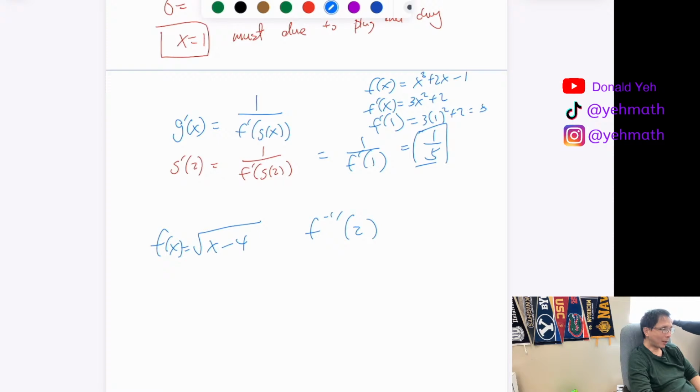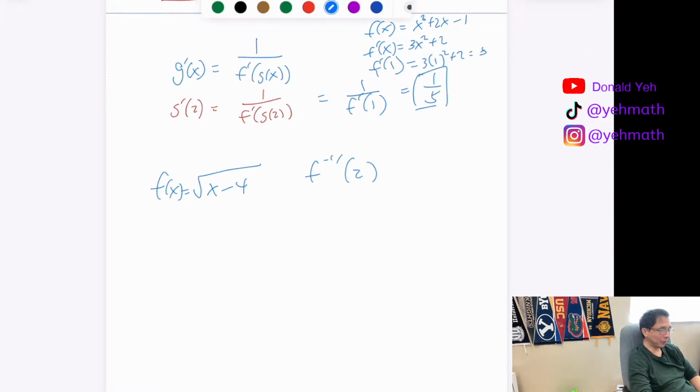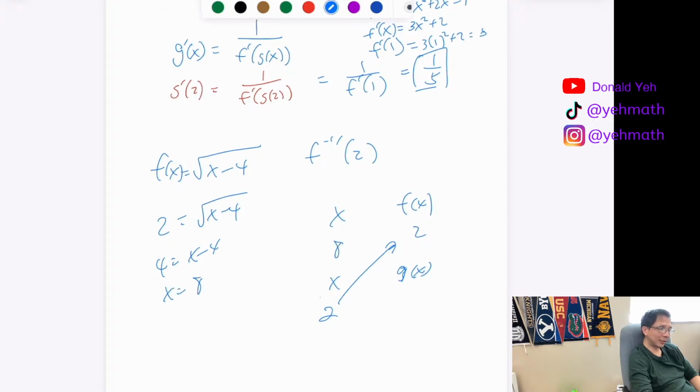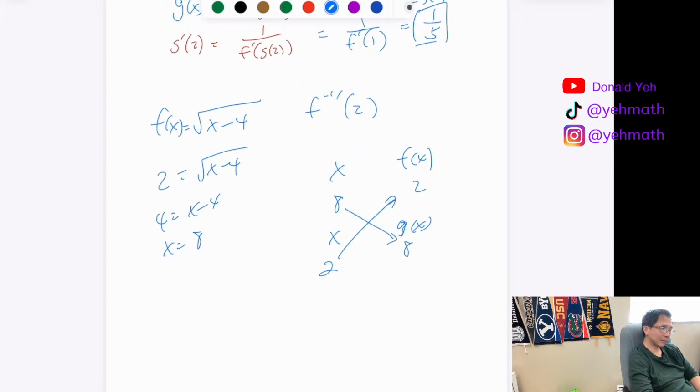All right, so let's talk about 2, right? So this is x, f of x, and this is the x, the g of x. So this is 2, so that means this is 2, right? So 2 equal to square root of x minus 4. I can solve for this in this case. 4 equal to x minus 4, x equal to 8. So that's 8 here. That means this is 8.